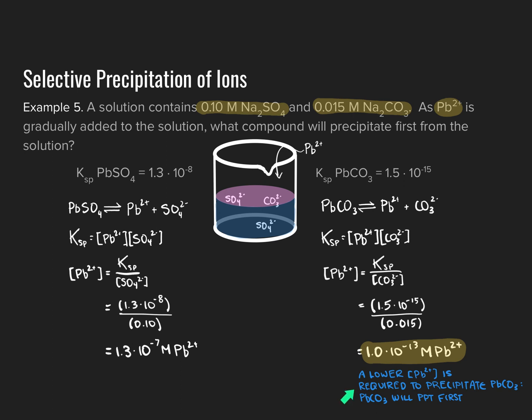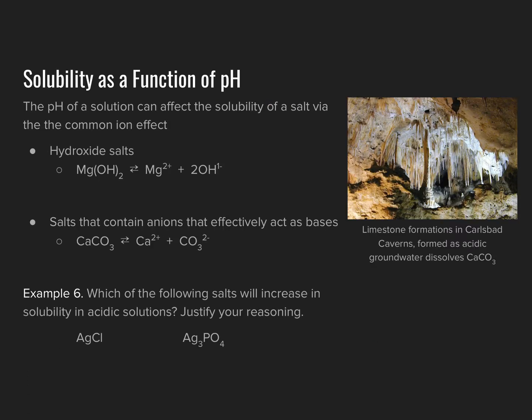So because the required concentration of lead-2 ion is smaller to precipitate lead carbonate than the required concentration to precipitate lead sulfate, I'm going to make the prediction here that the lead-2 carbonate will be the first compound to precipitate from our solution. All right, so with another solubility problem taken care of, we can now move on and have a look at how the pH of a solution will affect the solubility of a dissolving solute.